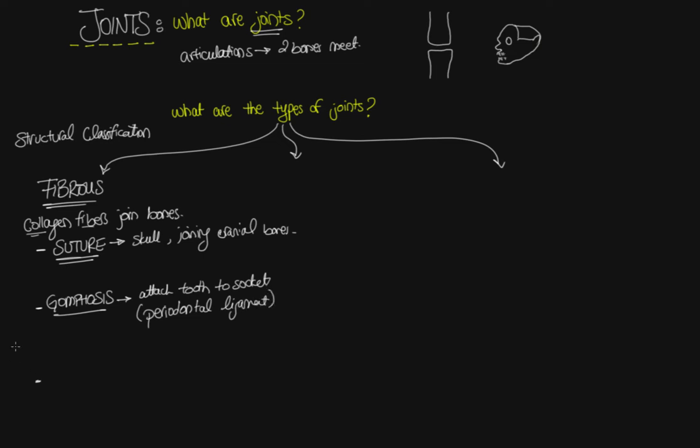And then finally, the third type of a fibrous joint is what we call a syndesmosis. And so these types of joints are where the bones are bound together by long collagen fibers. So we're just going to say long collagen fibers attach the two bones. And then an example of this would be the shaft of the radius attaching to the shaft of the ulna. And these are the two bones of your lower arm.